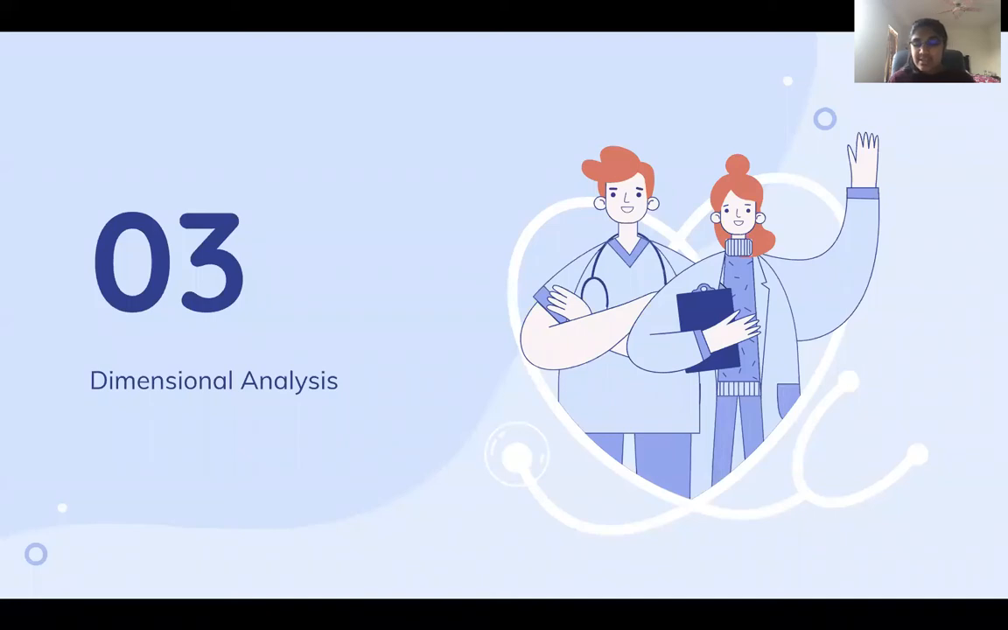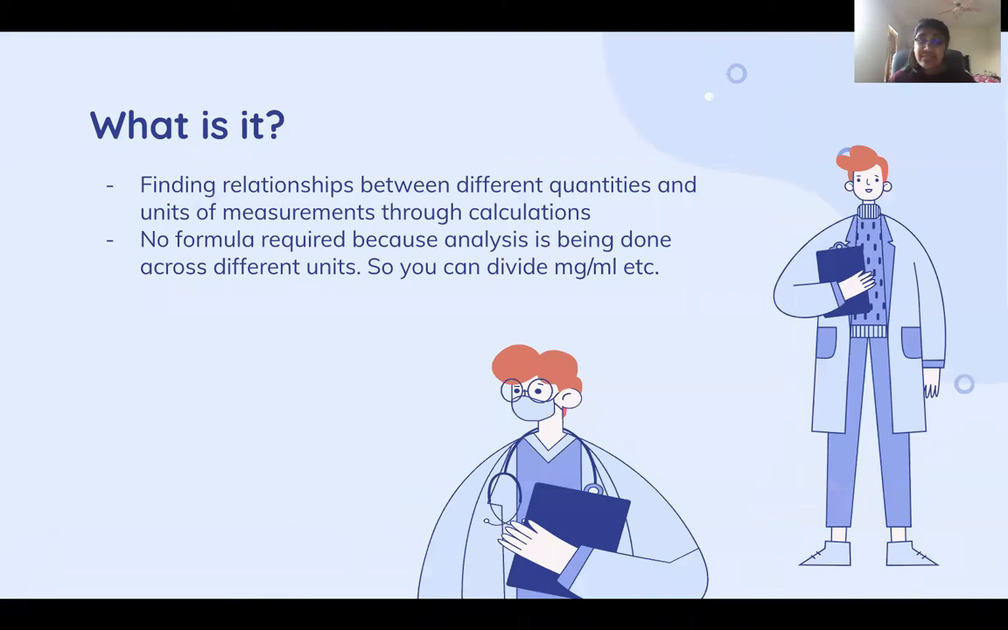Now, the very last method is dimensional analysis. If you have taken a high school chemistry class, then you must know what dimensional analysis is. If not, don't worry. You're going to learn about it right now. Dimensional analysis is finding relationships between different quantities and the units of measurement through calculations. For example, you would use dimensional analysis to find the relationship between gallons and liters, or between feet per minute and miles per hour. In our medicine example, the relationship would be between the amount of medicine present and the amount desired. There is no formula because the analysis is being done across different units.